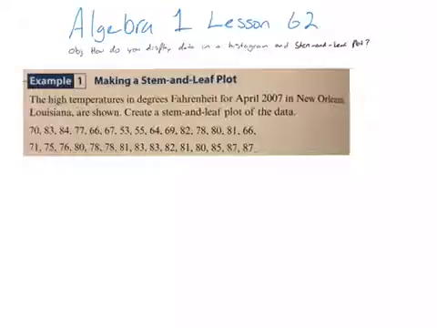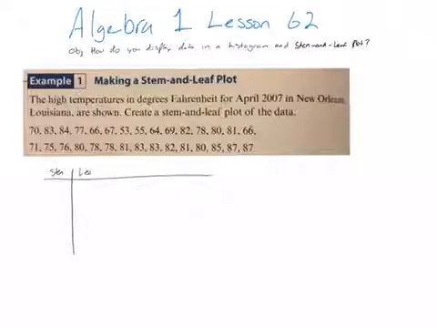So the stem is what we use, either the first number or maybe the first two, but in this case, since we have two-digit numbers, the first number is going to be the stem and the second number is going to be the leaf. And you'll kind of see how this works here. So we're going to create a table, like so, and over here we're going to write stem, and over here we're going to write leaf. Pretty complicated so far, I know.